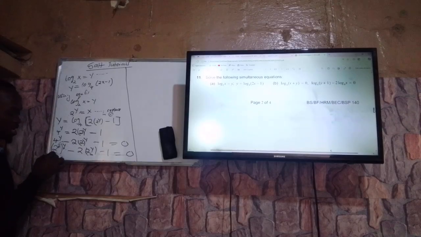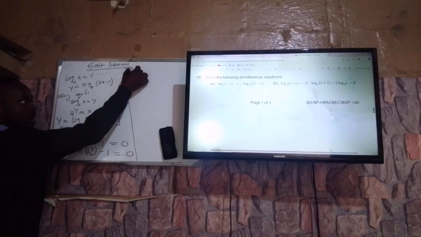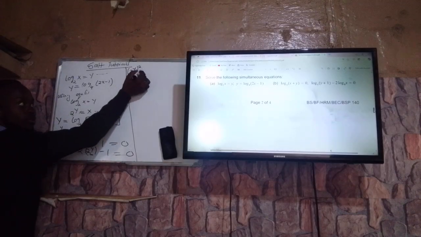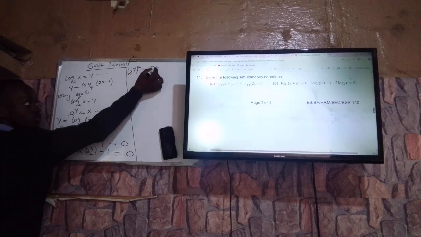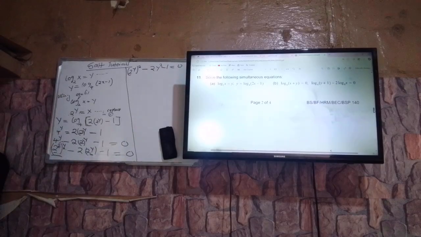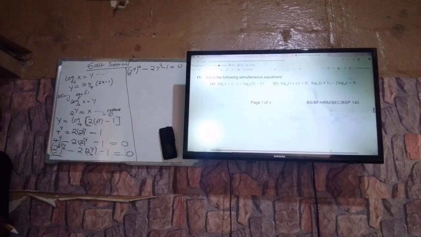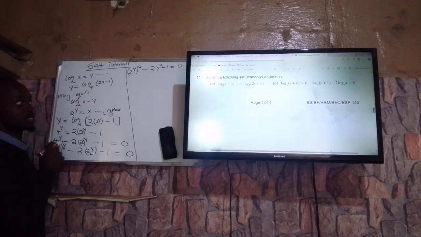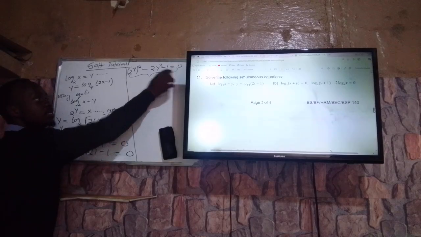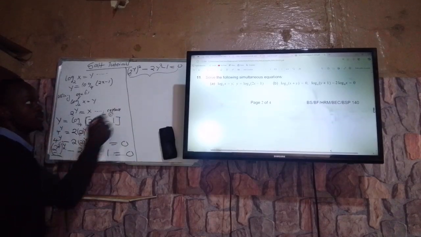So this guy can be written as 2^y squared outside. I've just interchanged. 2 times y is the same as y times 2. So we have (2^y)^2 minus 2^y minus 1 is equal to 0. This is what I'm going to have. And then we are now going to solve that as a quadratic. Now, this is something which is a little bit complex again.